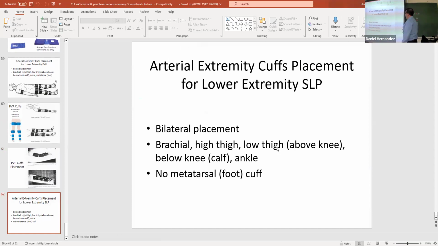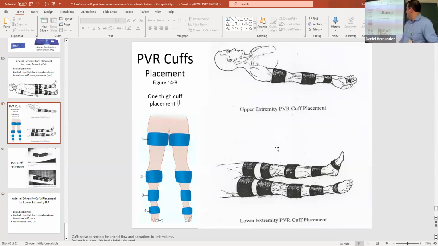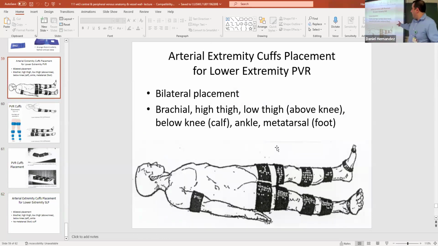So for lower extremity segmental limb pressures, we have to do bilateral placement. We're going to place again bilateral brachial, high thigh, low thigh, calf, and ankle cuffs. So for the segmental limb pressures, when we're actually doing the pressures, we don't have that metatarsal or foot cuff. So when it comes time to do the actual pressures themselves, we can remove that foot cuff. But when we're doing the pulse volume recordings, the PVR, we need that metatarsal cuff. So that's part of the PVR portion of it.